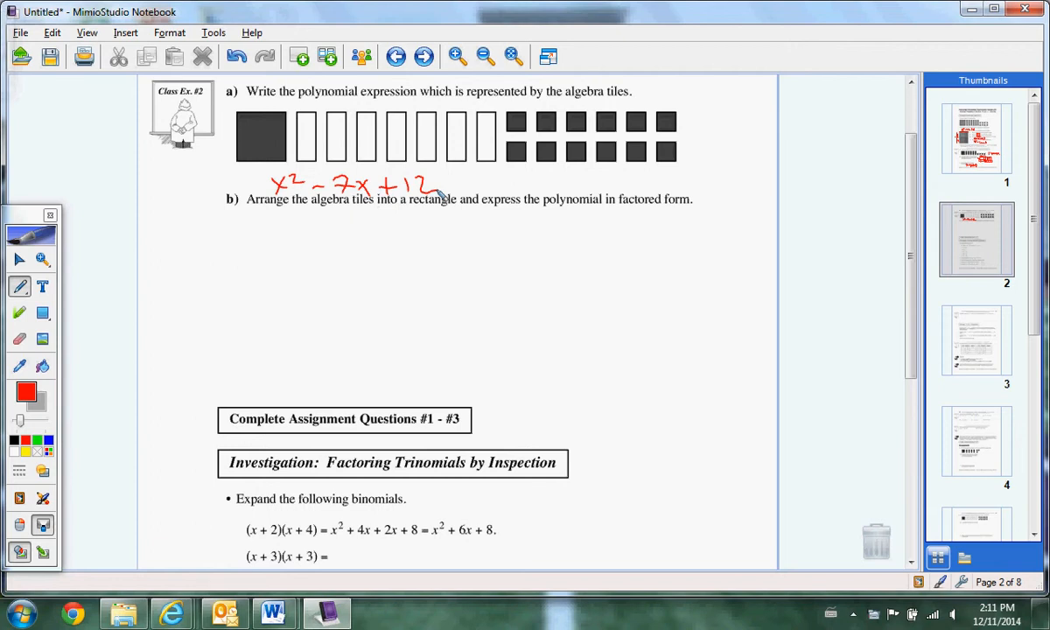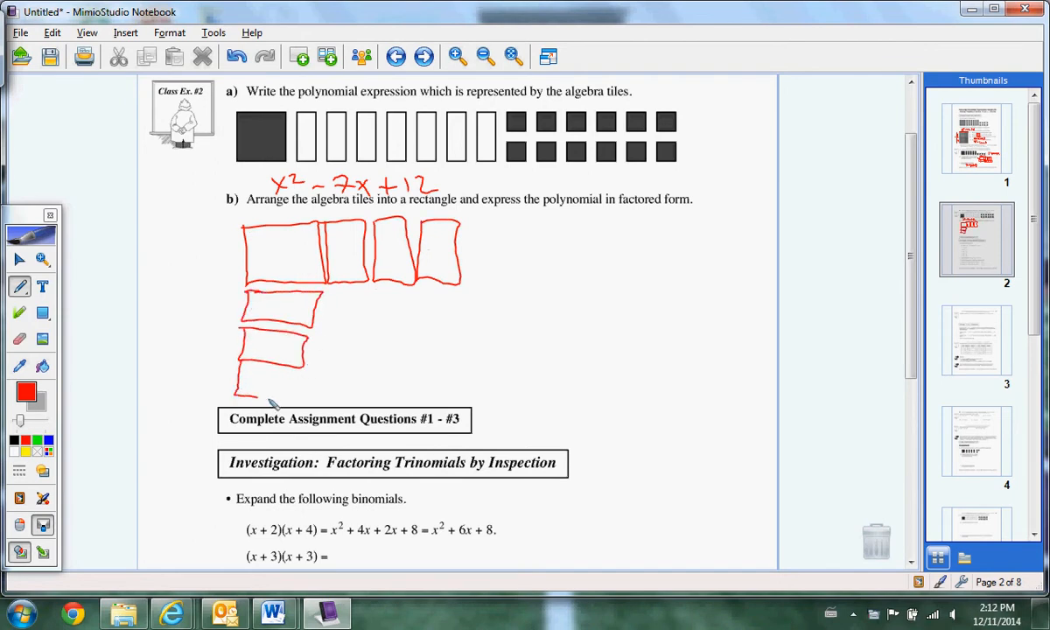So arrange these. So you have your x squared. You're going to go 1, 2, 3. 1, 2, I should go 4 on the other one, sorry. You can go either way you want. Well, I can fit 4 here. Let me try.